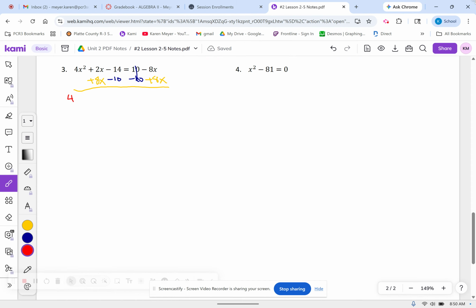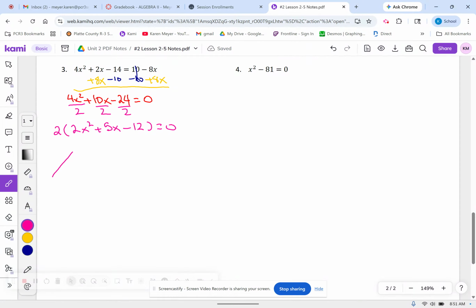So you're going to keep 4x squared. Combine your x's for 10x. Combine your plain number for -24 equals 0. So remember, it must always equal 0 before you start. Now, check for GCF. And yes, it has a GCF. All the numbers are divisible by 2. So 2 parentheses. And then when you divide by 2, you get 2x squared plus 5x minus 12 equals 0.